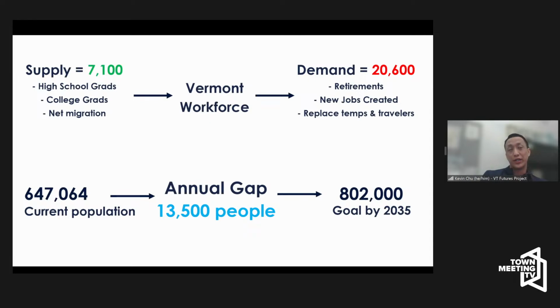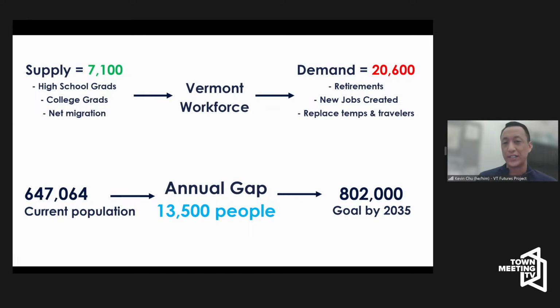Now, I mentioned the current labor force picture, but let's take a look at what that looks like moving forward. So on the supply side, the big number there, the high school grads, there were only 5,300 total 12th grade students in the entire state last year. And on the demand side, the Vermont Department of Labor projects about 15,000 retirements per year through the end of this decade alone. So those two numbers don't balance out.